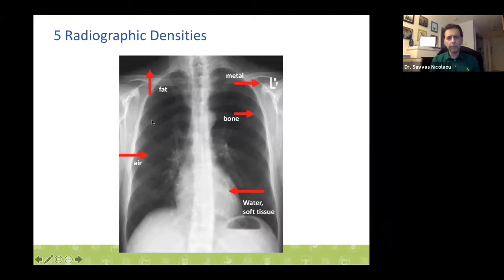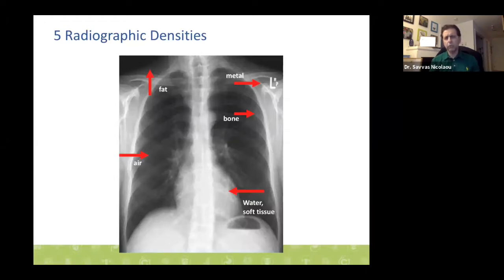Then we have fat, which is present in the supraclavicular fossa or in the axilla. Then we have water and soft tissue structures, which is the primary composition of the mediastinum, the hilum, the cardiac chambers, and the aorta. Then we have bone, which is the component of the spine and the ribs. And then we have metal, which is the marker of the technologist and the initials of the technologist that is done to signify the left side of the patient.